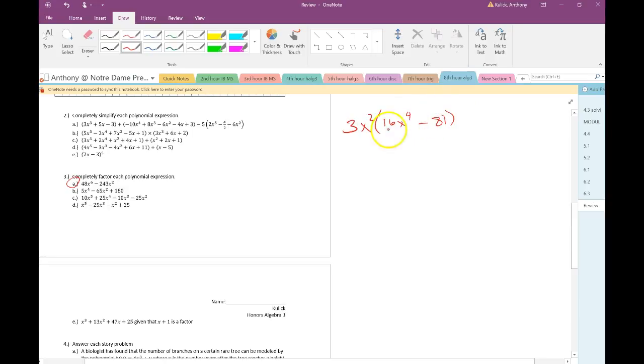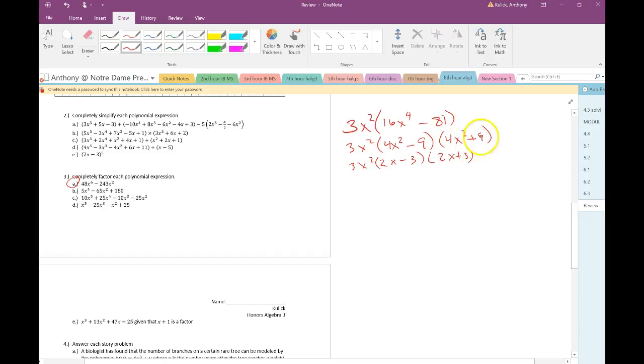And this piece now has 2 terms. So I notice that this is a difference of 2 squares. I can write that as 4x squared minus 9 times 4x squared plus 9. But I'm not done. I have to check each one of these 2 factors to see if they can factor. Well, 4x squared minus 9 is also a difference of 2 squares. I can factor that. That's 2x minus 3, 2x plus 3.